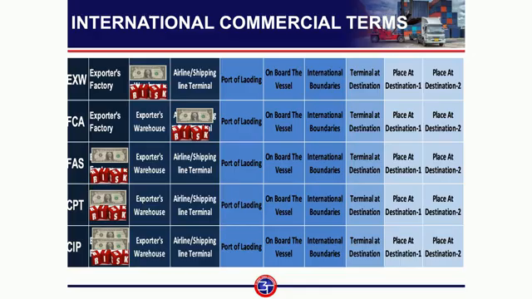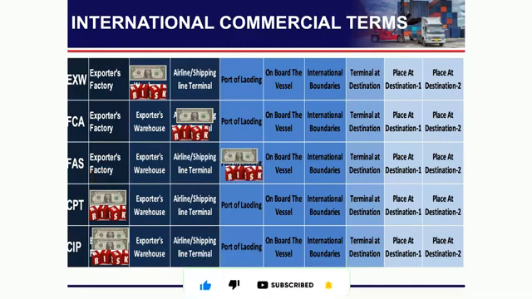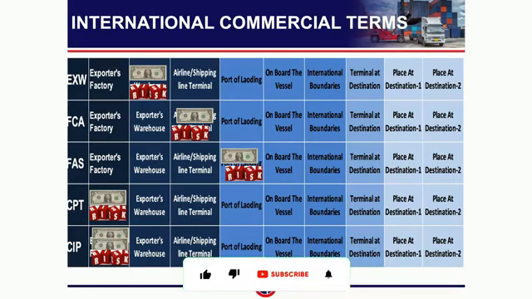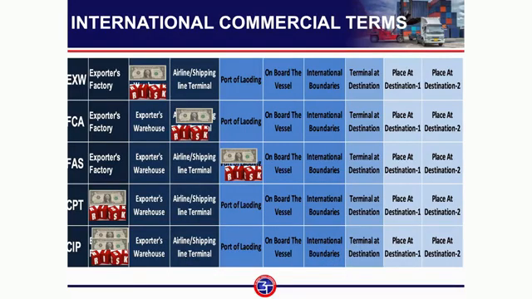But look at free alongside ship. The exporter's cost and risk ends when the goods are at the port of loading, at the ship side, overlooking the ship. Not on the ship yet, not on the vessel yet, but at the ship side. So immediately I deliver the goods at the quay, that's the platform beside the ship from which the containers will be loaded onto the ship, my risk and cost has ended as an exporter. That means automatically the importer bears the risk and cost from that point.